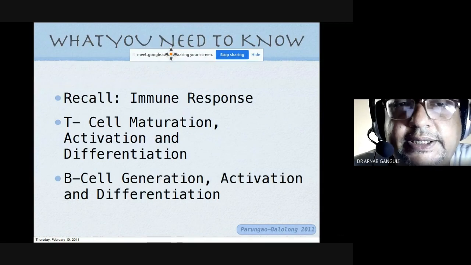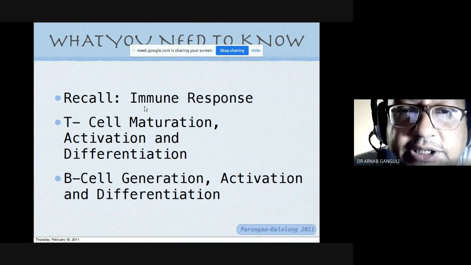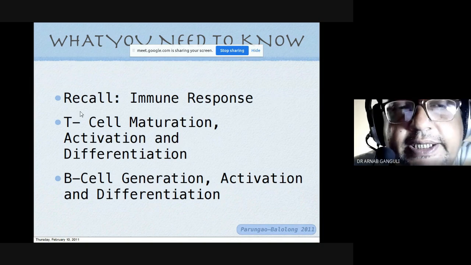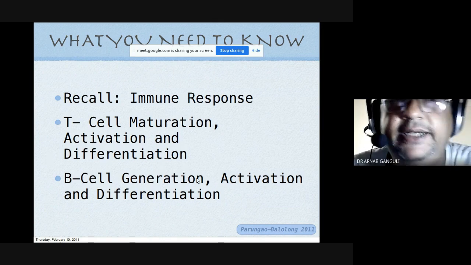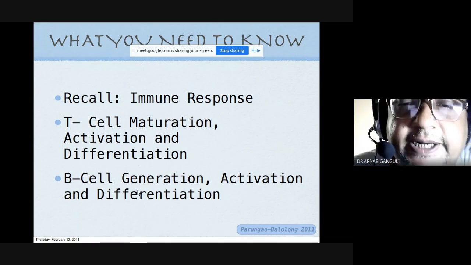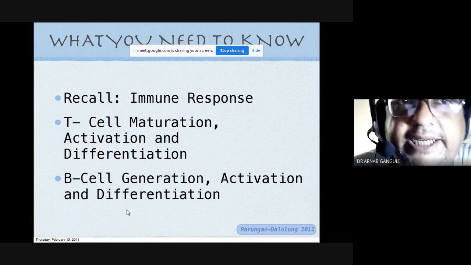So the first thing is you have to revise your immune response. Then you have to study about T cell maturation, activation, and differentiation. Then you have to study about B cell generation, activation, and differentiation.